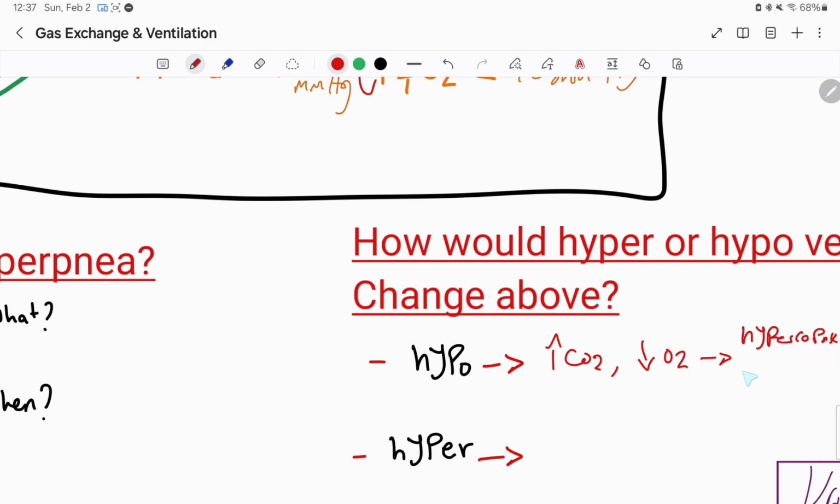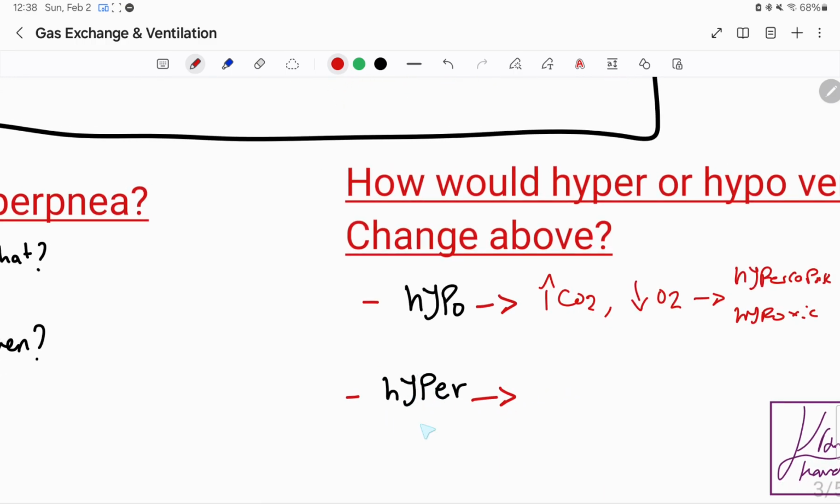This capnic is for CO2. And then for the oxygen, it's hypoxic. So low oxygen is termed hypoxic. High CO2 is called hypercapnic. Okay? Awesome. What about if you were hyperventilating?